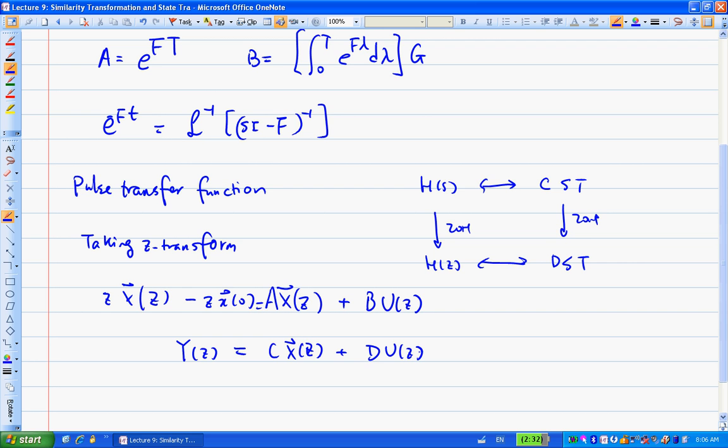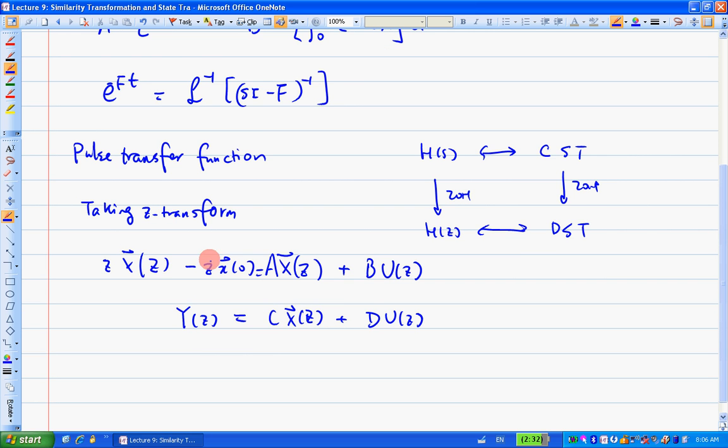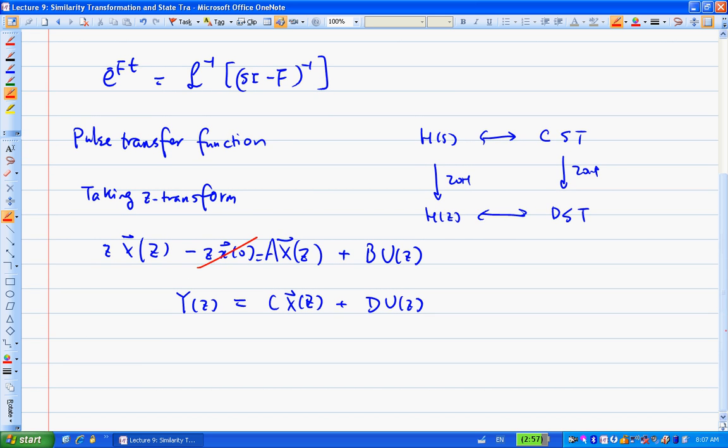Okay, so this is basically taking the z transform. This is what we have. And what we're looking for is a transfer function, right? When you're looking for a transfer function, one of the assumptions is you always set the initial condition to 0. So basically, you can get rid of this term temporarily, but not in some other situation, only when you are trying to look for the transfer function.